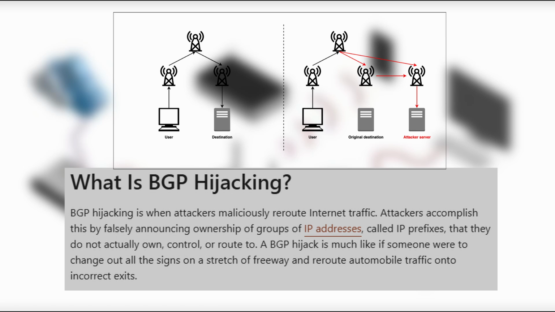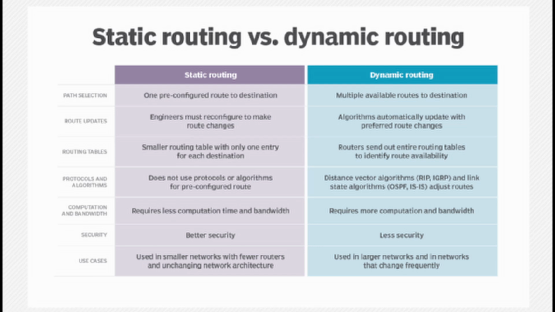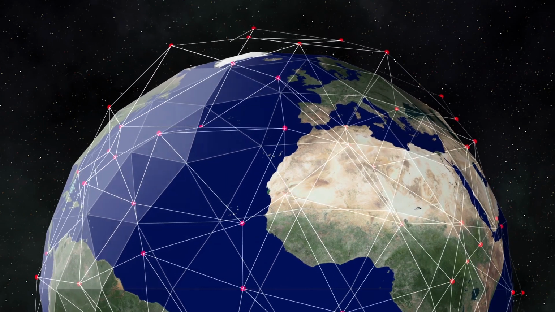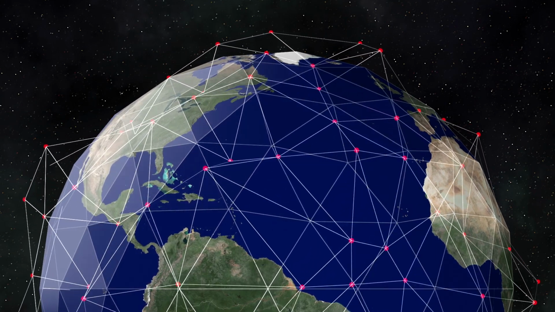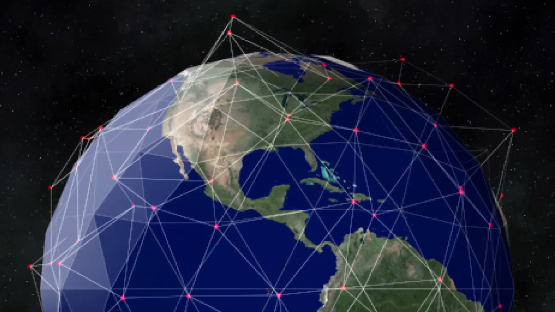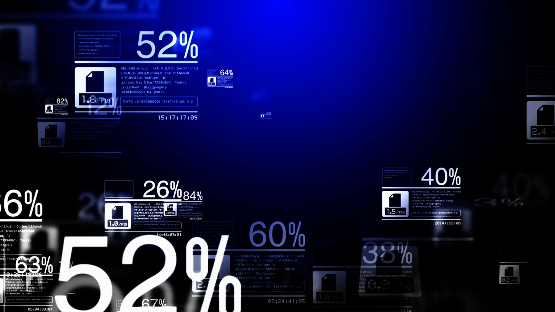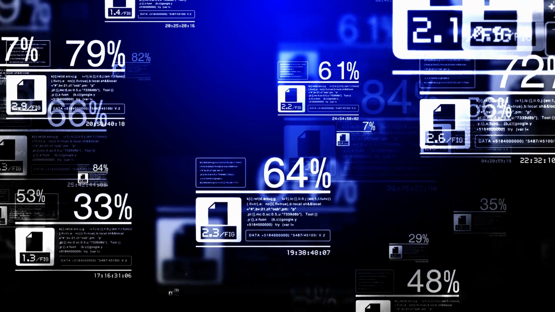So which is better, static or dynamic routing? It depends on the network. Static routing is great for small, simple, and secure networks where changes are rare. Dynamic routing is better for large, complex networks where routes need to adapt automatically. In cybersecurity, a mix of both might be used. For example, you might use static routes for sensitive internal traffic and dynamic protocols for general, external traffic.